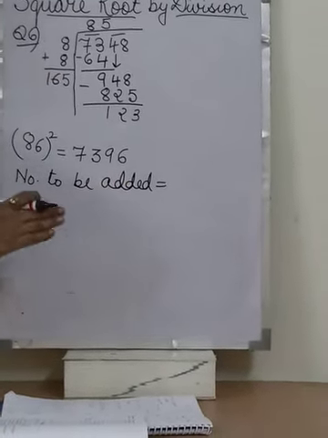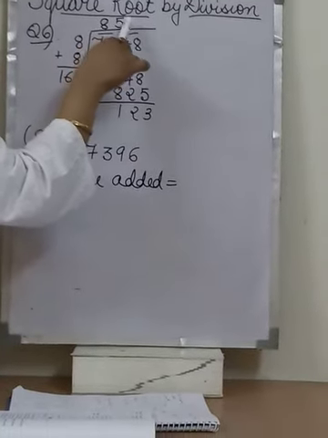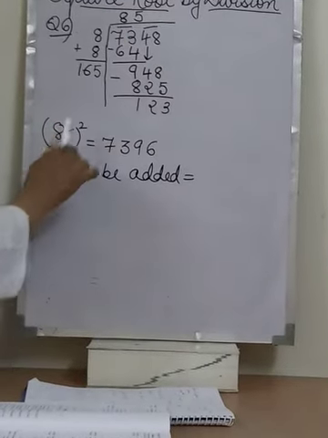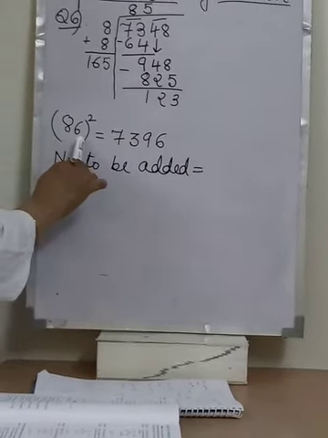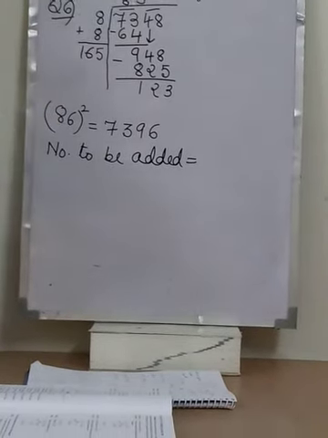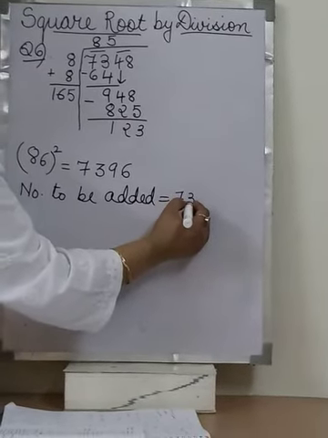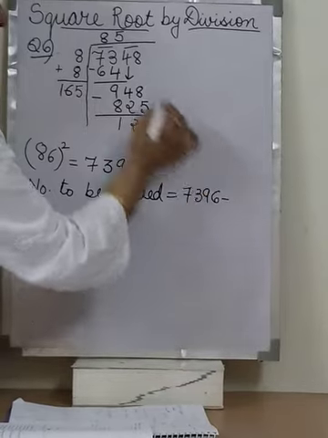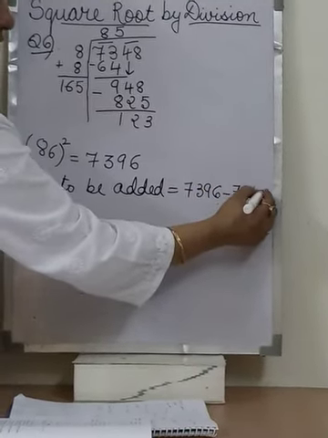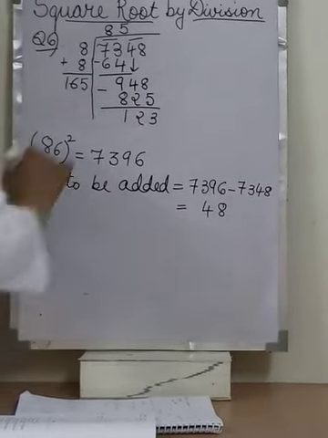For children, remember, whenever we are looking for a number to be added, we find the square of the next number after whatever we got in the quotient. That is, we got 85 in the quotient, so we will find the square of the next number, that is 86. So that is 7396. Now what number is to be added? From this, we will subtract the given number, that is 7348. And if you subtract, what you will get? 48.